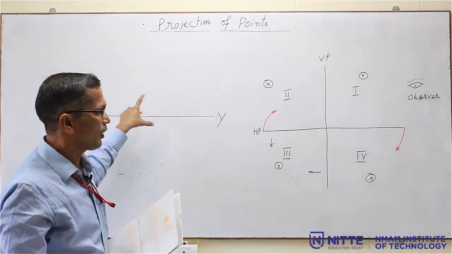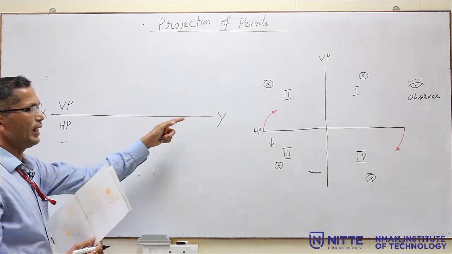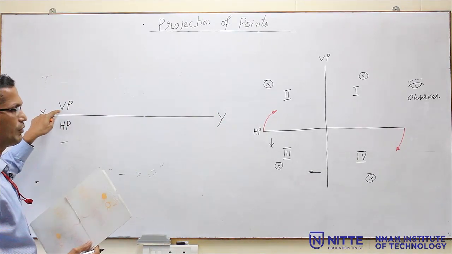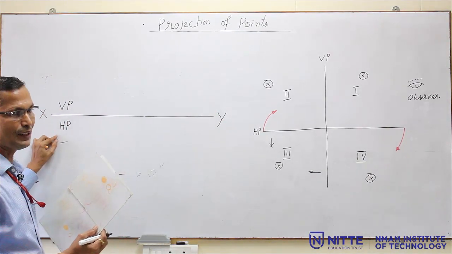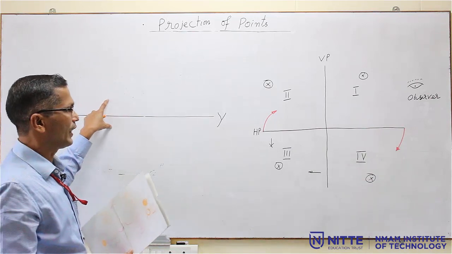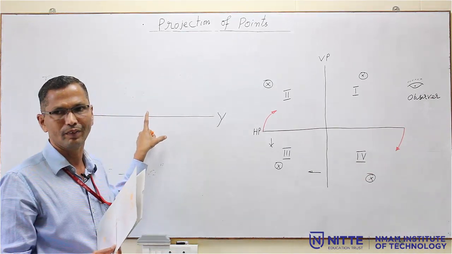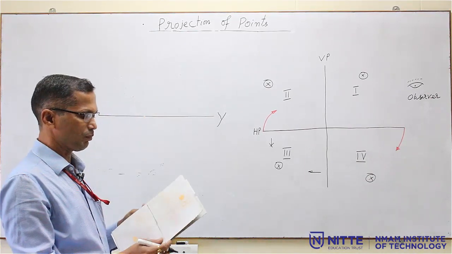Now, if on the drawing sheet anywhere there is an XY line and above that it is written as VP, below that it is written as HP, then you can understand this is in the first quadrant. This is the first quadrant.